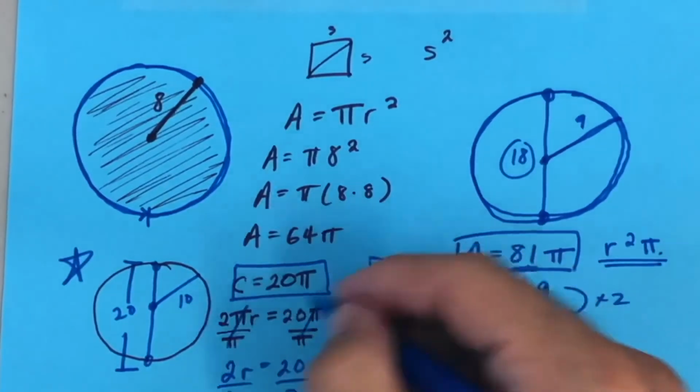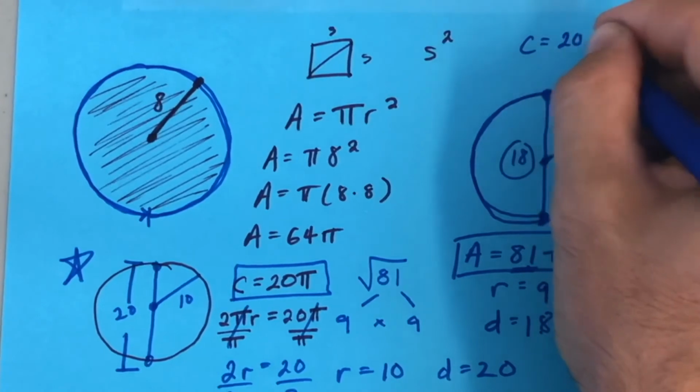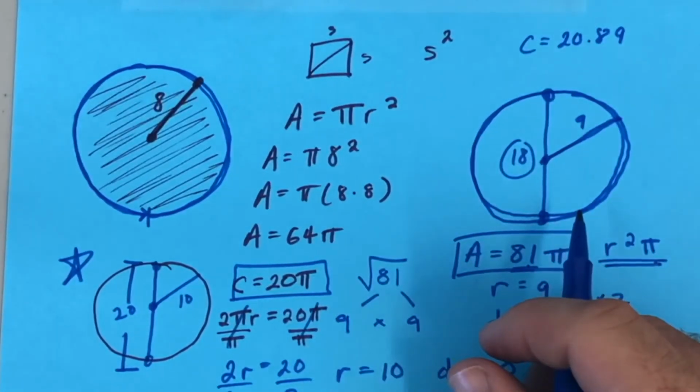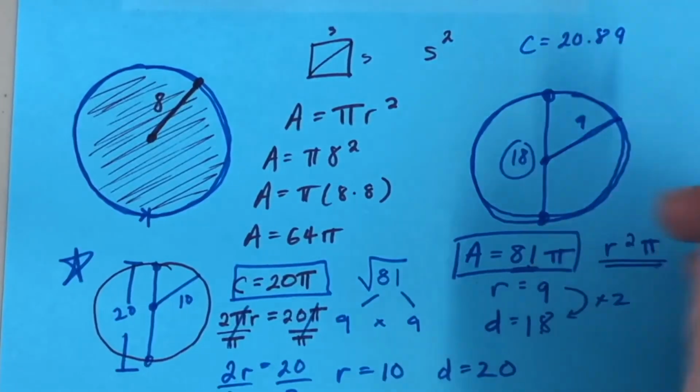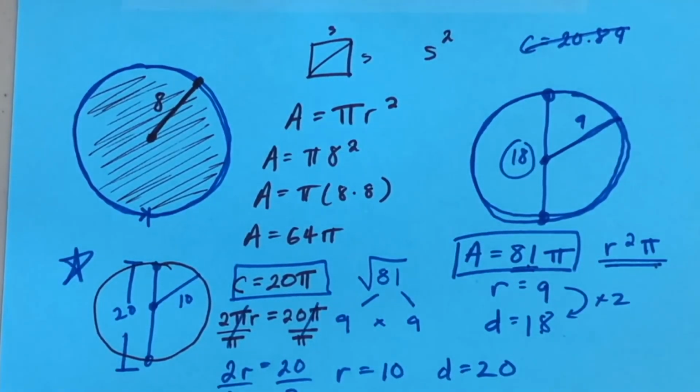Now, if they give it to you in decimal form, like if it says circumference is equal to 20.89, just make sure you divide by pi in that case, and you'll still work out to some answer there. Remember, practice and hard work makes all this math very easy.